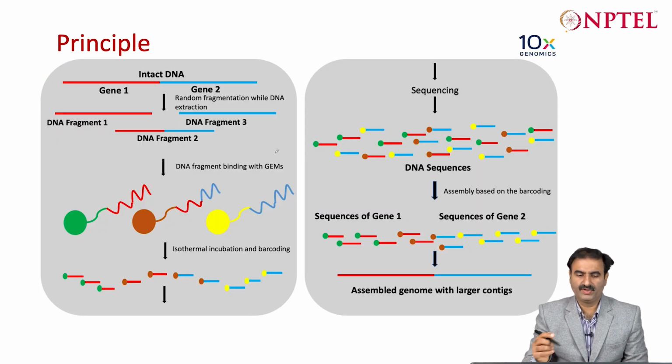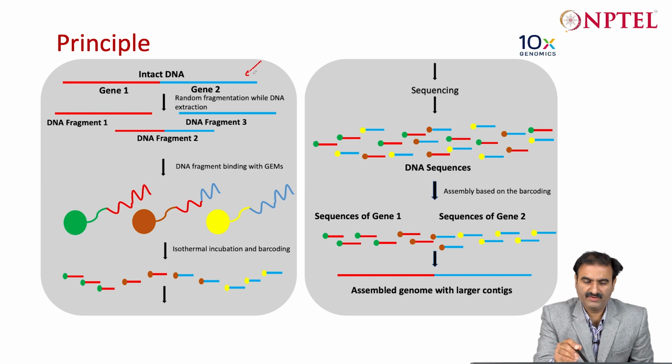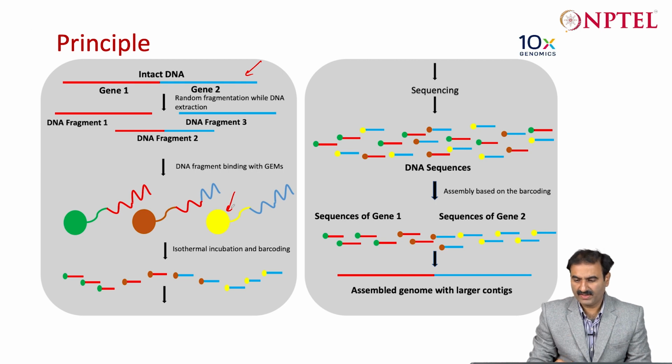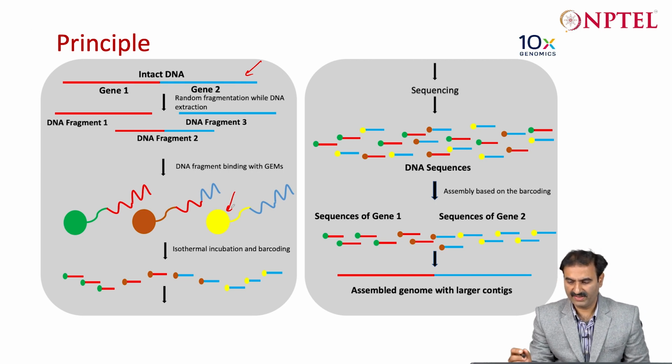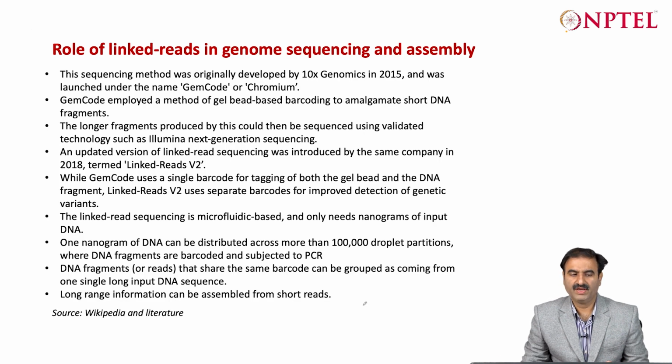Okay, so again, to see this in detail, you can see that there are 3 different fragments which are bound to the gems and basically given the same barcode, and after the barcoding they are sequenced, and the sequences now contain the information of the barcode also at the 5' end, and basically that can later be used to resolve these sequences separately and then for generating the larger contigs.